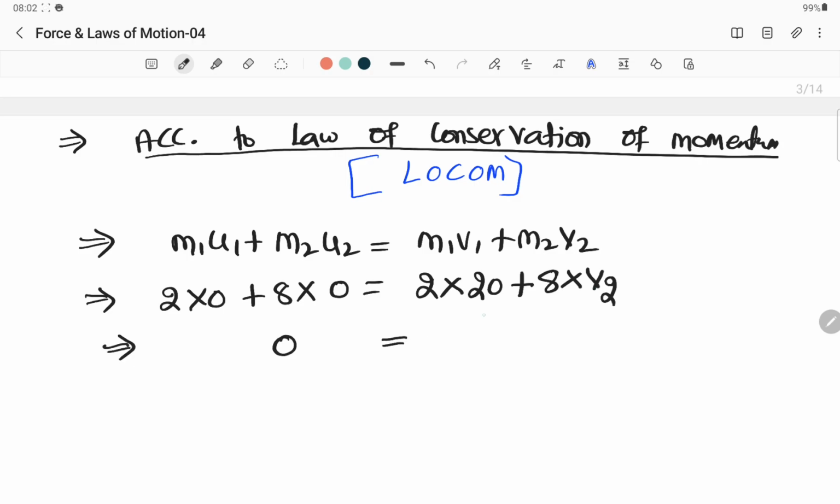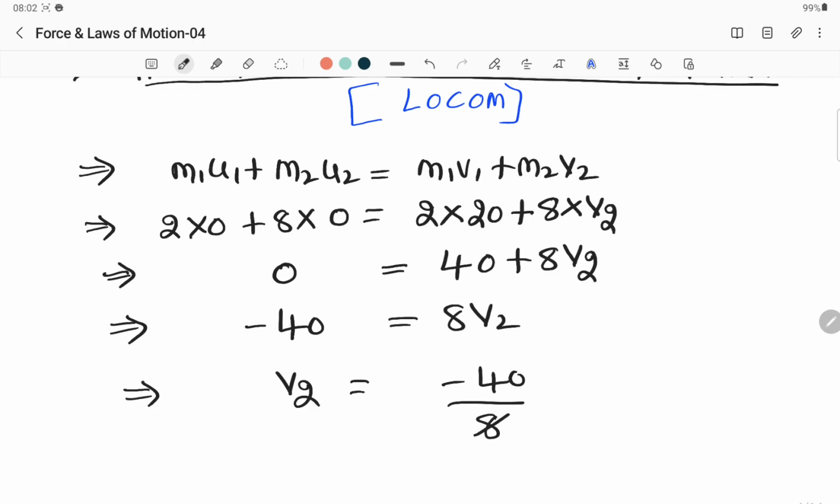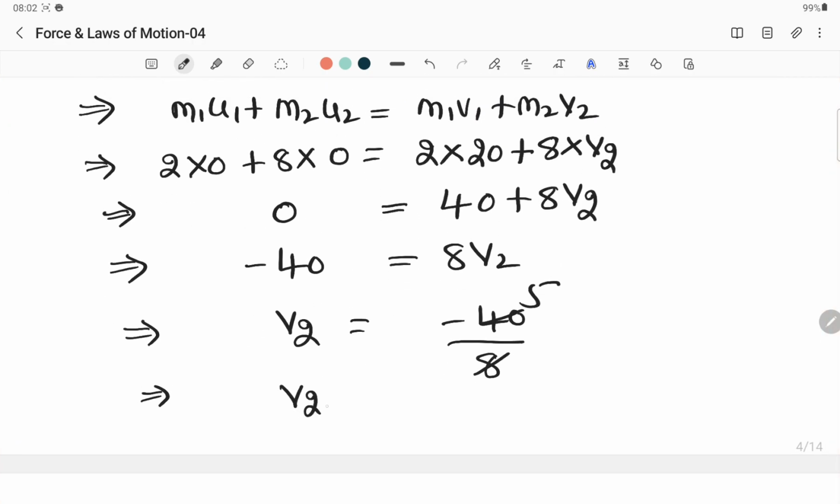So 0 is equal to 2 into 20, which is 40. 40 plus 8 v2. All right, let us keep 8 v2 there only. If you bring this 40 this side, it becomes minus 40 is equal to 8 v2, and v2 is equal to minus 40 divided by 8. 8 ones are 8, 8 fives are 40. Then I am going to get the answer v2 is equal to minus 5 meter per second.